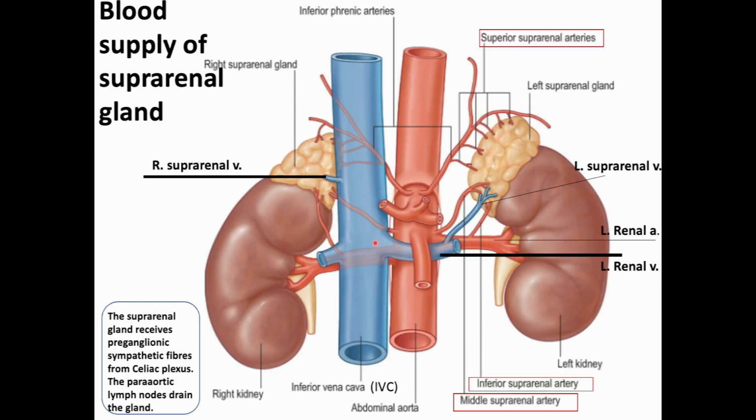Here is the blood supply of the suprarenal gland. Every gland has three arteries: the superior suprarenal artery, the middle suprarenal, and the inferior suprarenal. The superior suprarenal arteries come from the inferior phrenic artery, which branches from the abdominal aorta. The middle suprarenal artery comes directly from the abdominal aorta, and the inferior suprarenal artery comes from the renal artery. Each gland has one vein only. The left suprarenal vein drains into the left renal vein, but on the right side, the right suprarenal vein drains directly into the inferior vena cava.